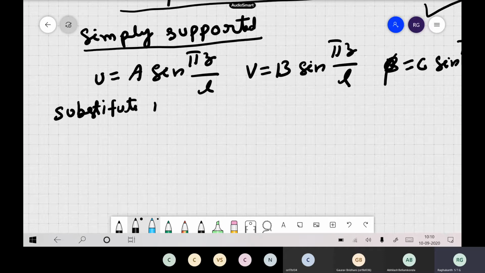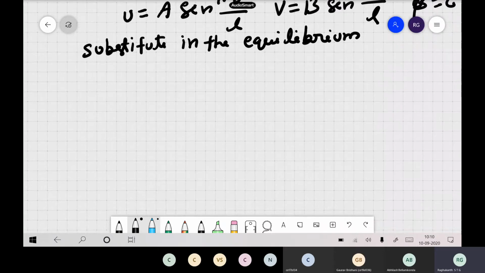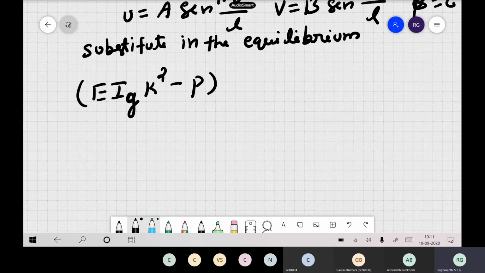Okay. So substitute in the equilibrium equations. Those three equations are there, so we will get three equations. All the derivatives get cancelled. If I write nicely, the first equation is E Iy into k square minus P into a.